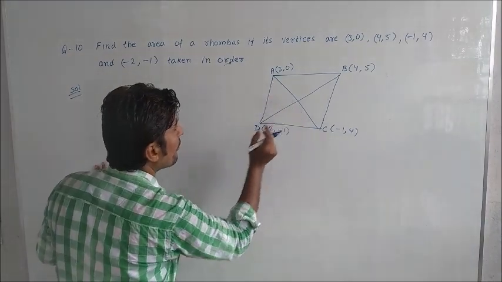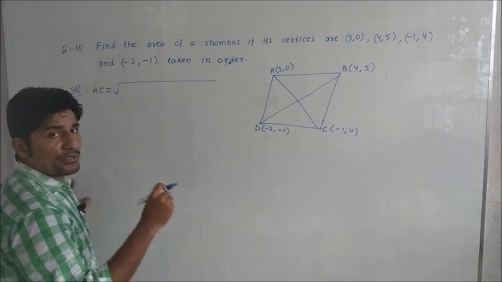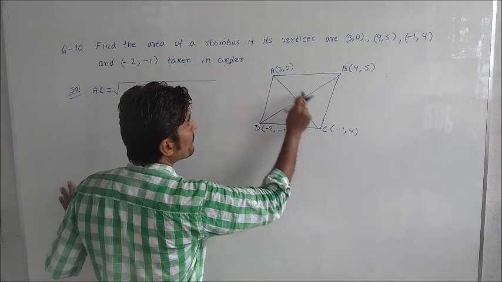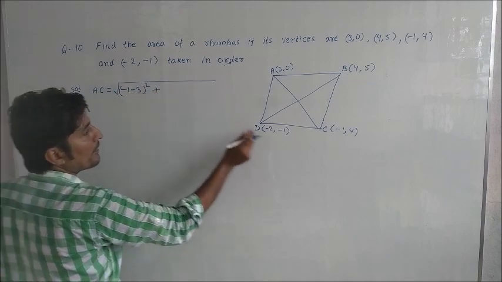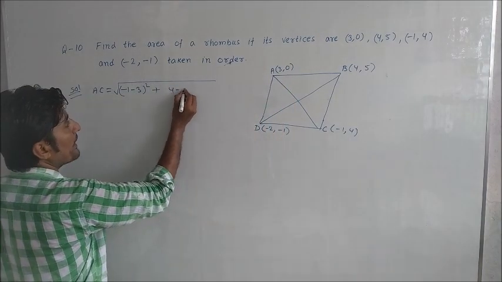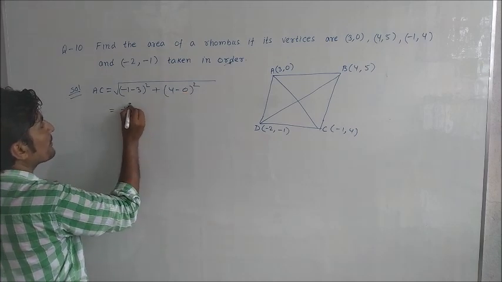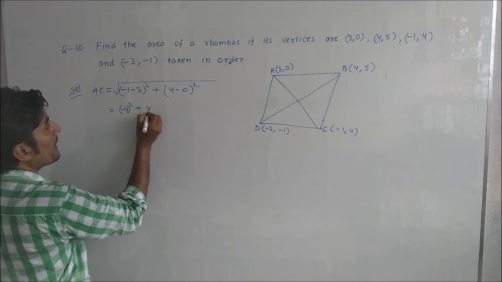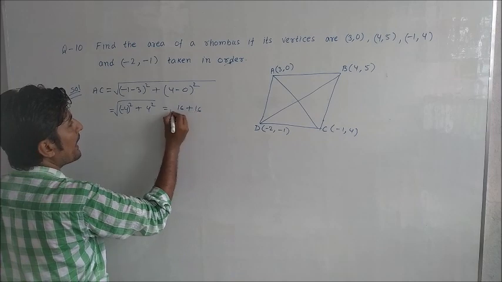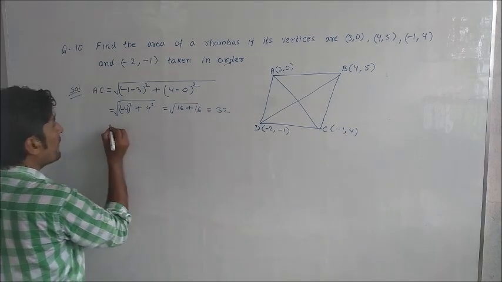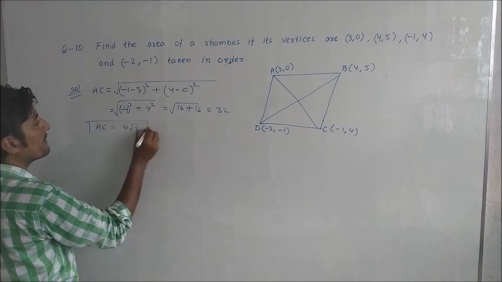So we are going to find the length of diagonal AC. We can find the length of diagonal AC by using the distance formula: square root of (x2 minus x1) squared, (minus 1 minus 3) squared, plus (y2 minus y1) squared, (4 minus 0) squared. So here we can write the square of minus 4 plus the square of plus 4. 16 plus 16 will be equal to 32, and finally we can write 4 root 2. This is the measurement of AC.